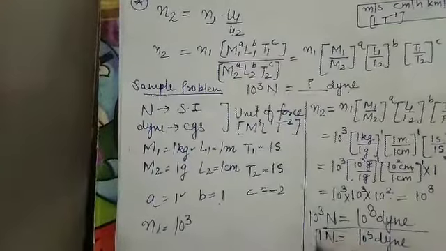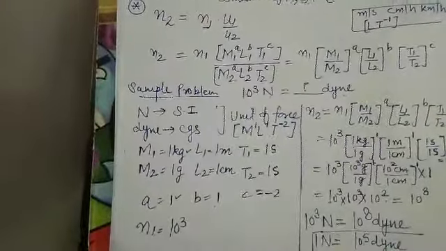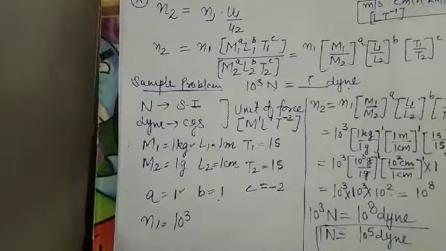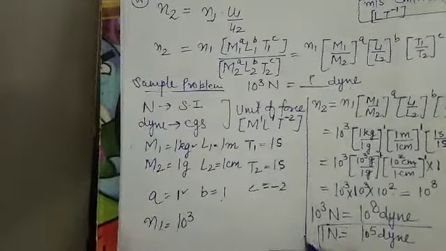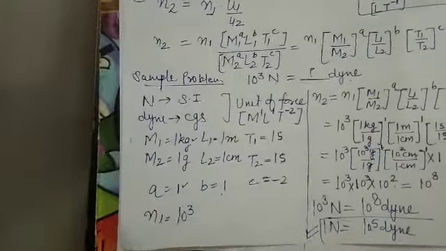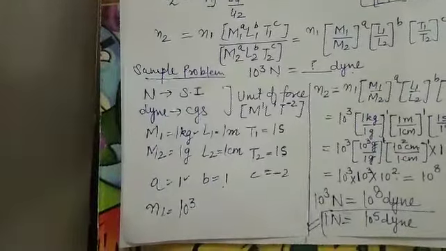I have told you how to convert one system of units into another, but the result can also be found directly. You have to learn this formula, that 1 Newton equals 10 raised to power 5 dyne.